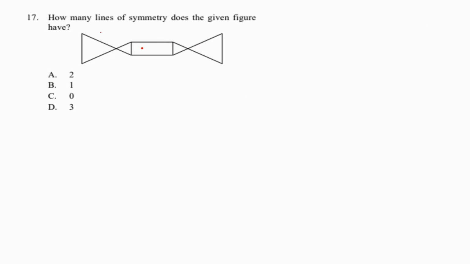Question number 17, how many lines of symmetry does the given figure have? If we closely observe, this figure is symmetrical both horizontally and vertically. Hence, the figure has 2 lines of symmetry, option A.